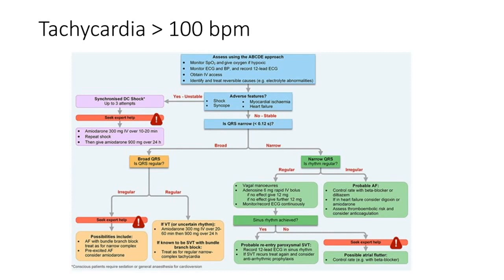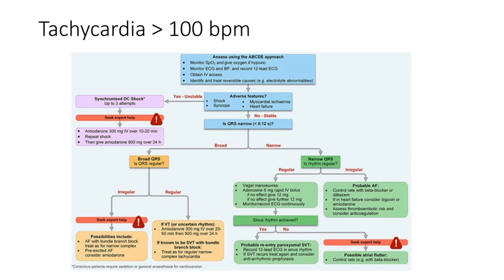So, I wanted to talk to you a bit about what happens when the rate is abnormal. And this is your ALS algorithm, if you've not seen that before. And it tells us basically pretty much what we need to know about treating abnormal rhythm. So this one's the tachyarrhythmia algorithm.